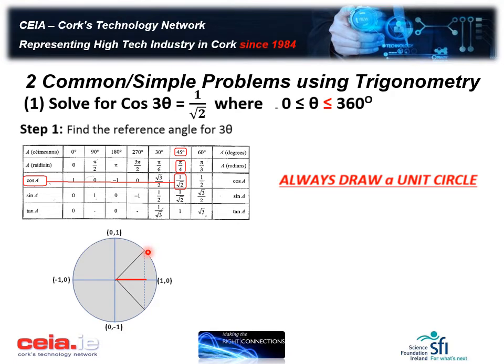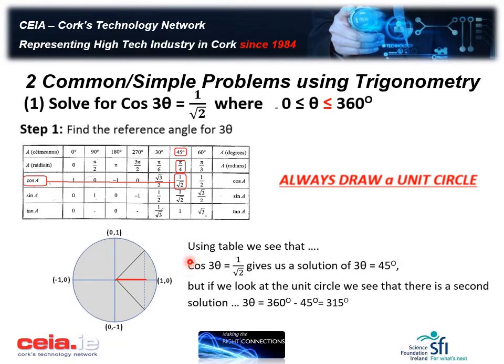And we see it here. But looking at our unit circle, we can see that there is another angle, down here, which also has a cosine of 1 over root 2. 1 over root 2 is the horizontal distance along the x-axis here. So it gives us a reference angle of 45 degrees. If you look at the unit circle, you can see that there's a second solution for 3 theta, which is 360 degrees minus 45 degrees, which is 315 degrees. So we have two possible solutions for 3 theta, 45 degrees and 315 degrees. That's the end of step one.